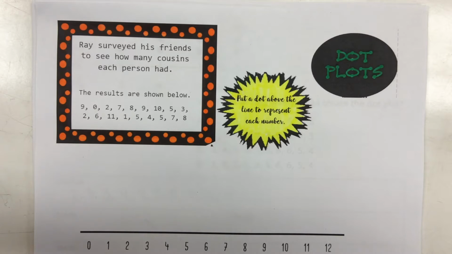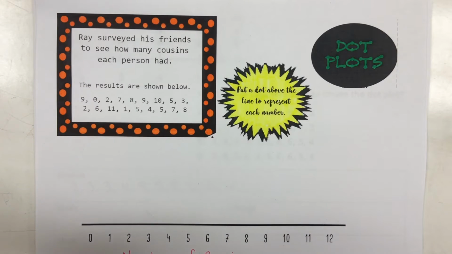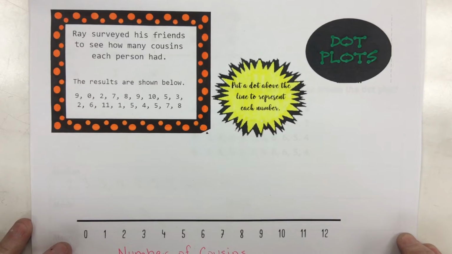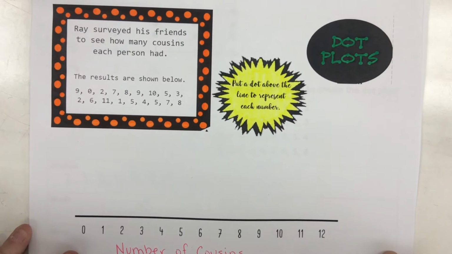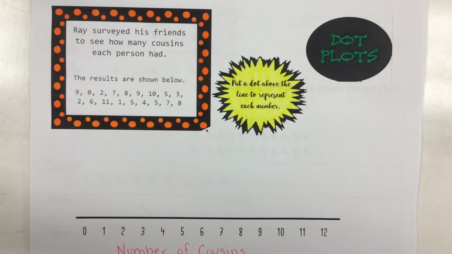Okay, Rams, our first video here is over dot plots. On page, I don't know, maybe 103, or 102 of your journal. I'm not sure exactly the number. It is over dot plots. You learned these in elementary, so this should be somewhat of a review for you, okay?